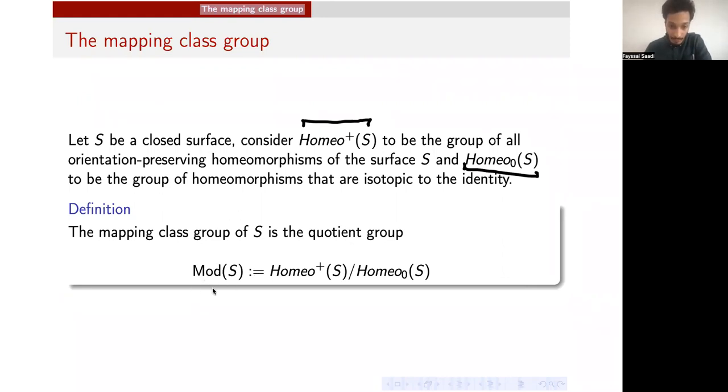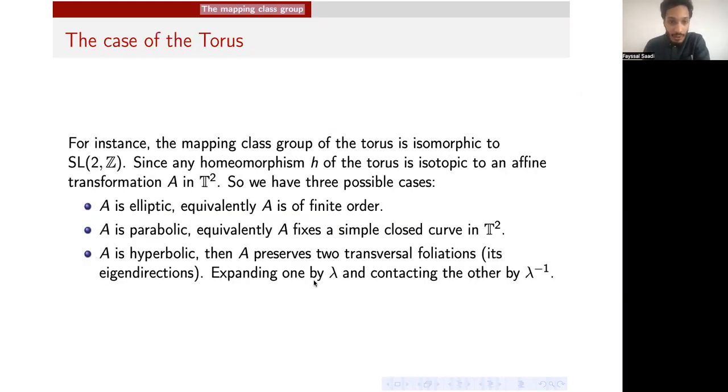So Mod(S) is obtained by taking all the homeomorphisms of the surface and quotienting by a relation of equivalence. If two homeomorphisms are isotopic to each other, they are in the same class. As a first example, we'll talk about the mapping class group of the torus. Actually, the mapping class group of the torus is isomorphic to SL2Z.